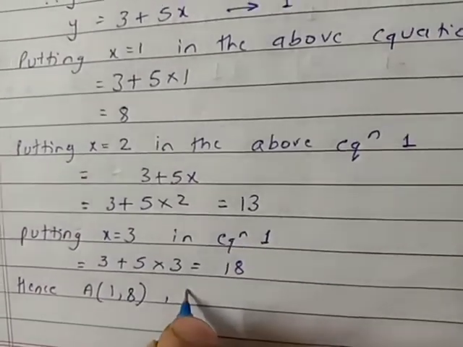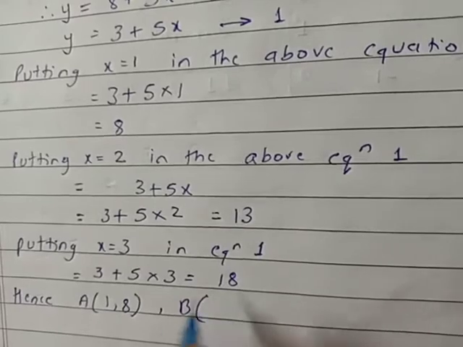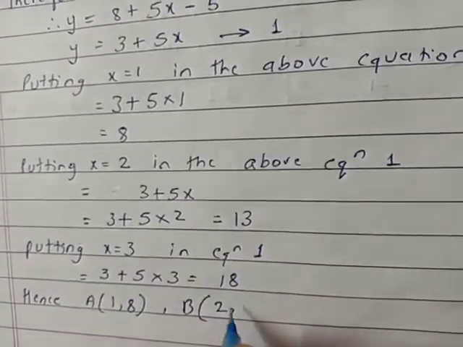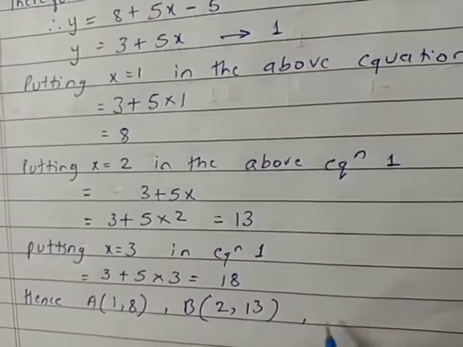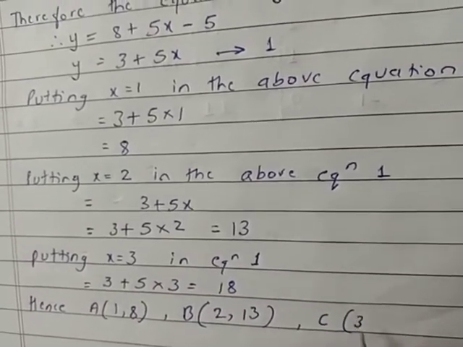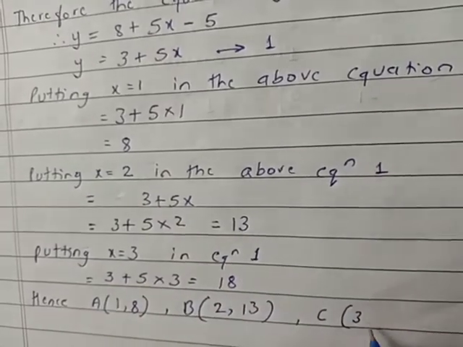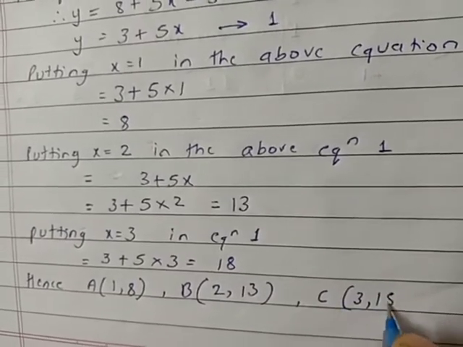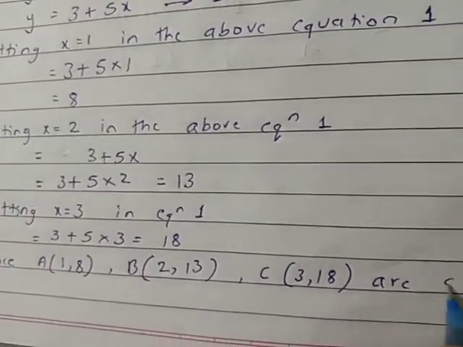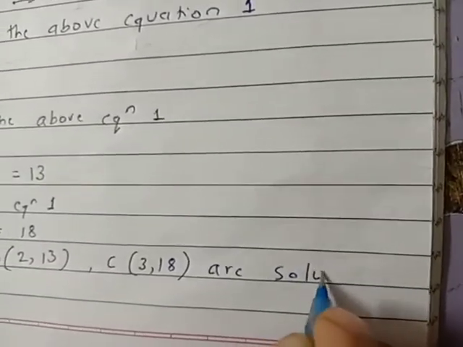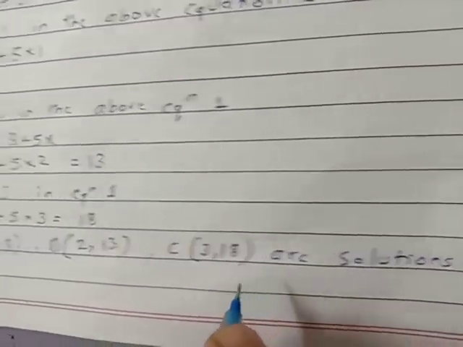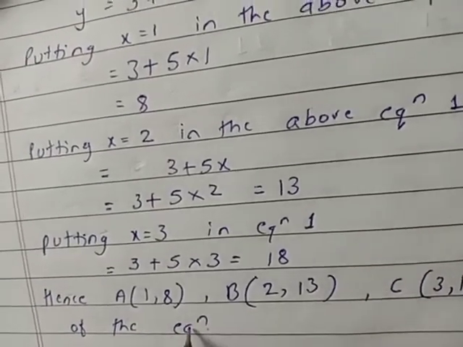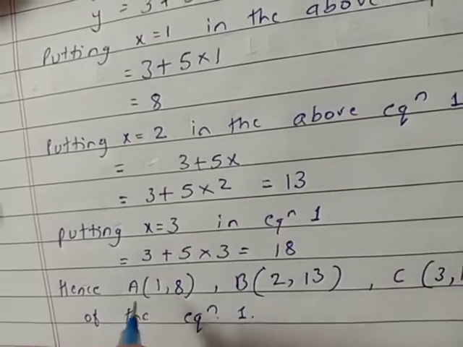Second, we put the value of x as 2. What value of y we got? 13. And C, we put the value of x as 3, then what we get? What we got the value of y? It was 18. These are solutions of the equation 1. Okay, this is the answer.